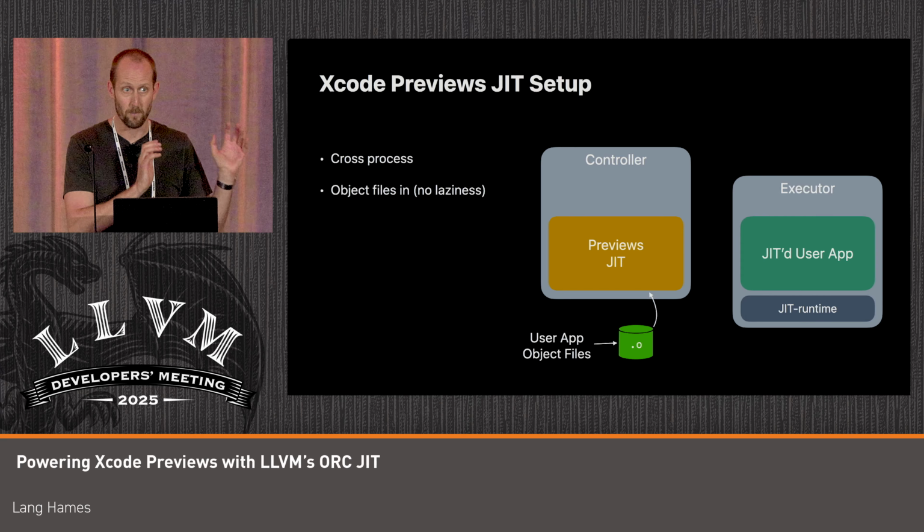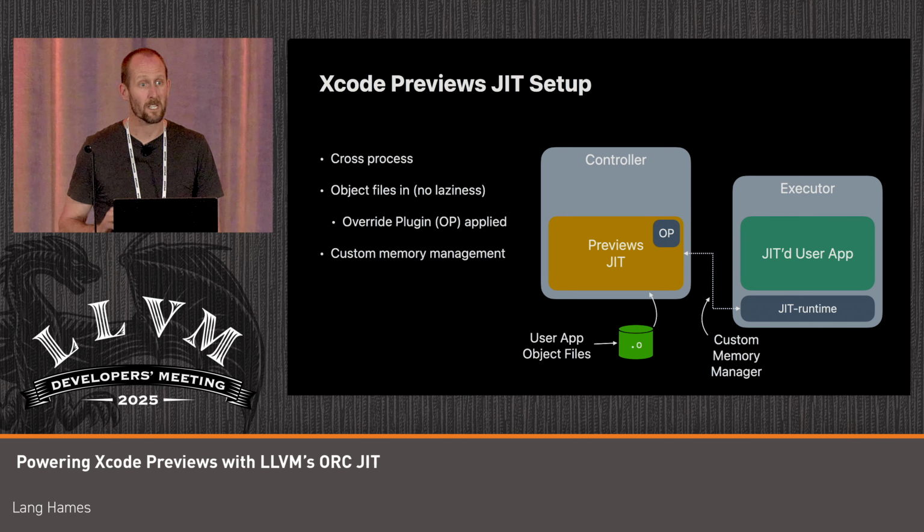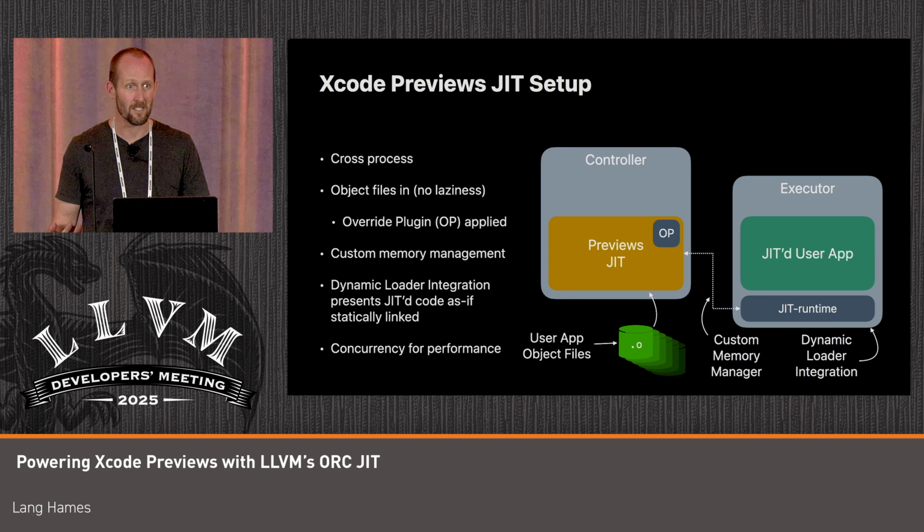We install what we call an override plugin into the JIT linker, which allows us to modify the object files as they flow through the JIT to add the indirection needed for fast function updates. We use a custom memory manager to transfer the code and data from the controlling process to the executing one. And in the executing process, we use what I believe is a novel dynamic loader integration in order to present that JITted code as if it were precompiled. Finally, to deal with the scale of these applications, we always make use of ORC's ability to concurrently generate symbols. So we'll be linking multiple object files concurrently.